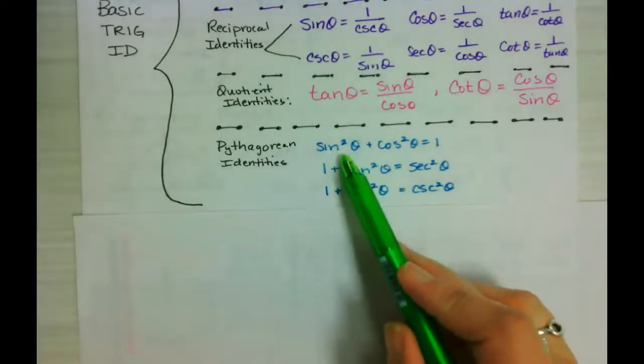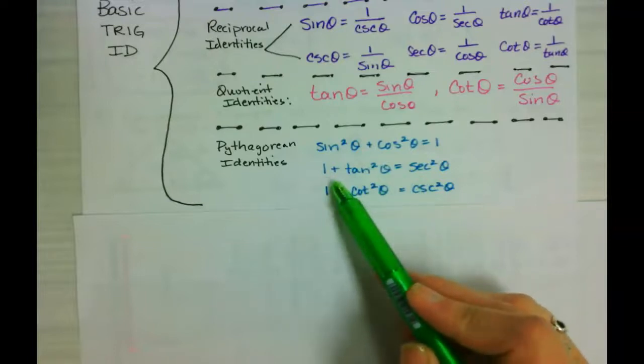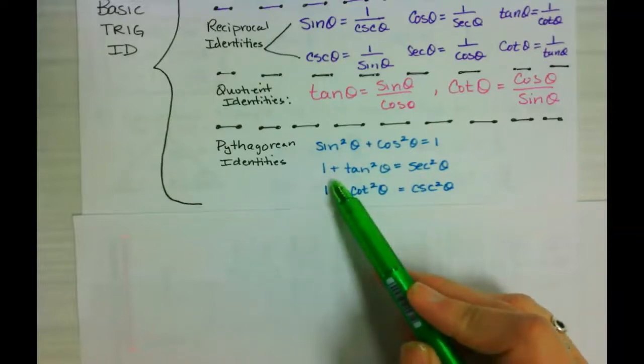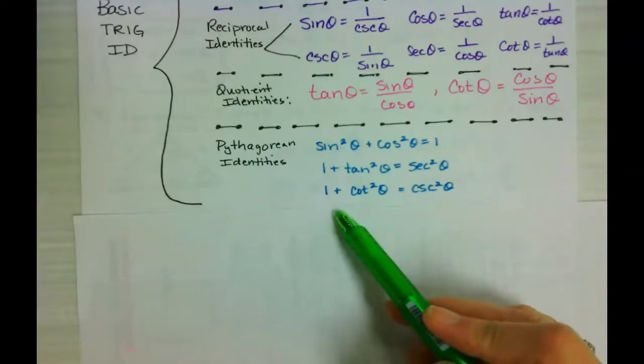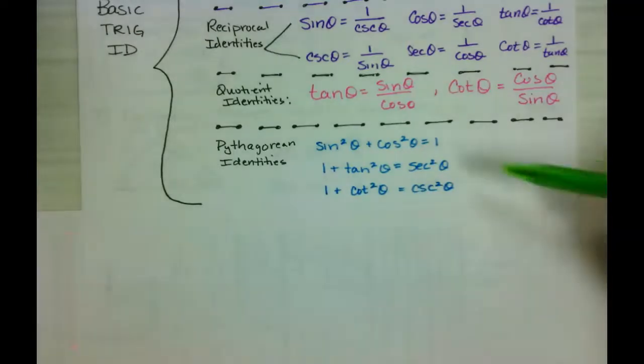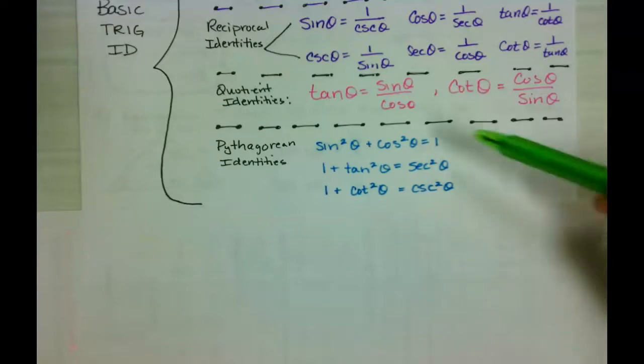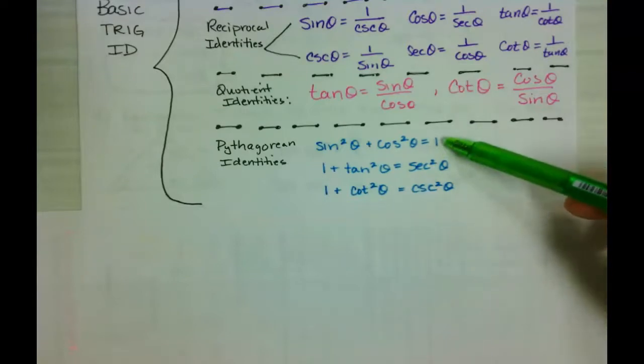So we have sine squared theta plus cosine squared theta equals 1. We have 1 plus tan squared theta equals secant squared theta. We have 1 plus cotan squared theta equals cosecant squared theta. So hopefully as you get these committed to memory, then you won't have any trouble remembering what goes with what. The top one is the one that gets used the most, and so everybody knows it very easily.